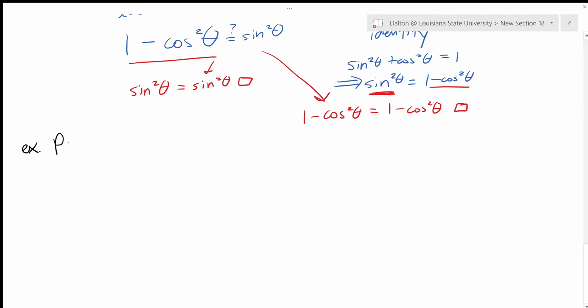Let's prove. I'm going to change the vocabulary a little bit for this problem. I want you to prove that secant squared theta minus tangent theta cotangent theta is equal to tangent squared theta. So this one's a little bit different. I'm claiming that these things are equal, and I want you to prove how. Instead of putting the question mark over my equal sign, I'm just going to have equal signs the whole way through because I'm claiming that they are true, and I want you to just prove it.